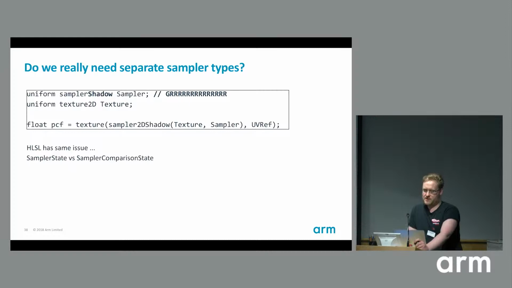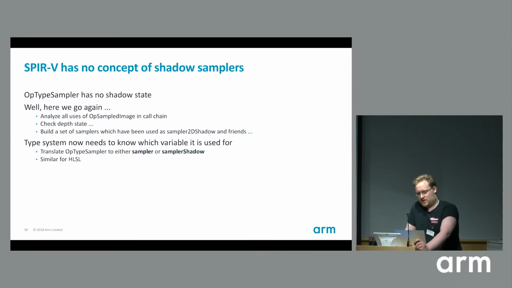It has a separate type called sampler shadow, or sampler comparison state in HLSL, which makes this pretty annoying because there is no concept of a shadow sampler in SPIR-V, which is really weird. Not sure why. It's probably GLSL being weird. So again, now the problem is I have to analyze all the uses of combined samplers and figure out, okay, was this used as a comparison sampler, and propagate this information up. And now the typing system needs to know which variable it's being used for. So it's not really a type system anymore, which is annoying. But when I emit the type sampler, I need to check, okay, is this ID used as a comparison sampler or not, and then emit the right type.